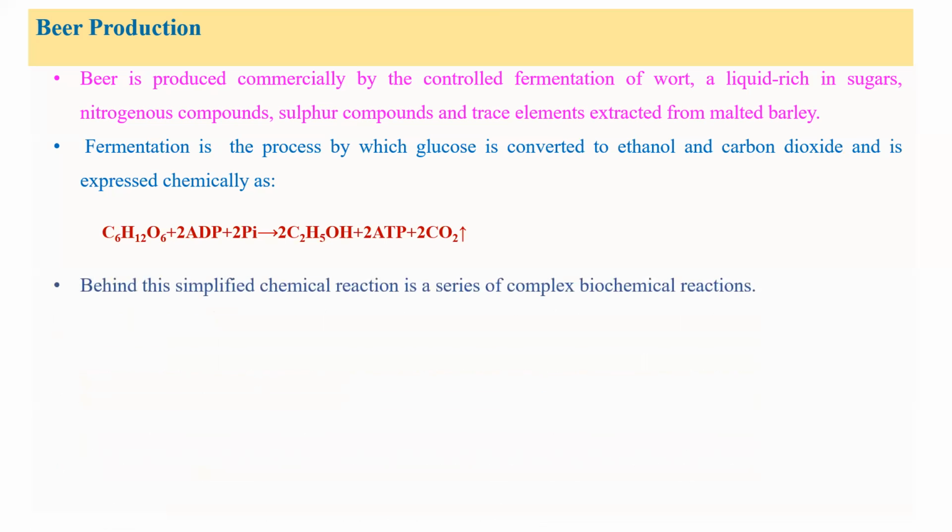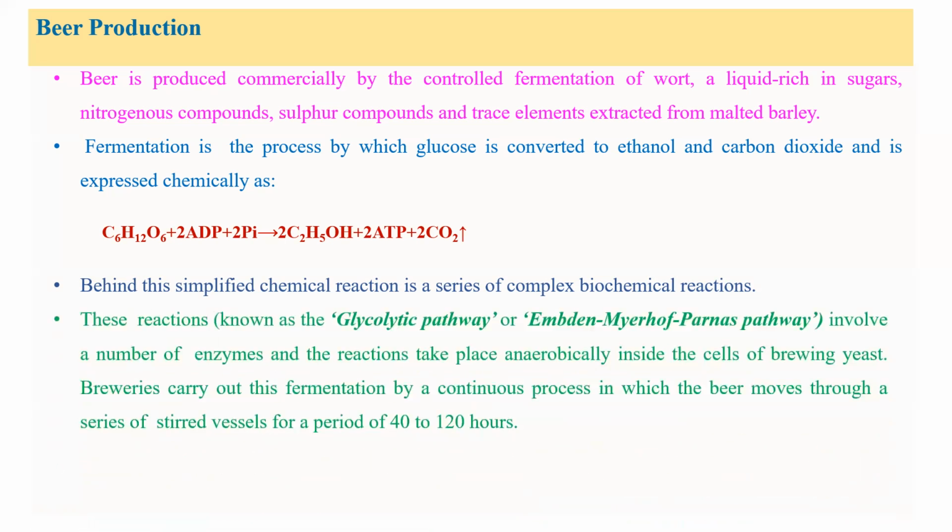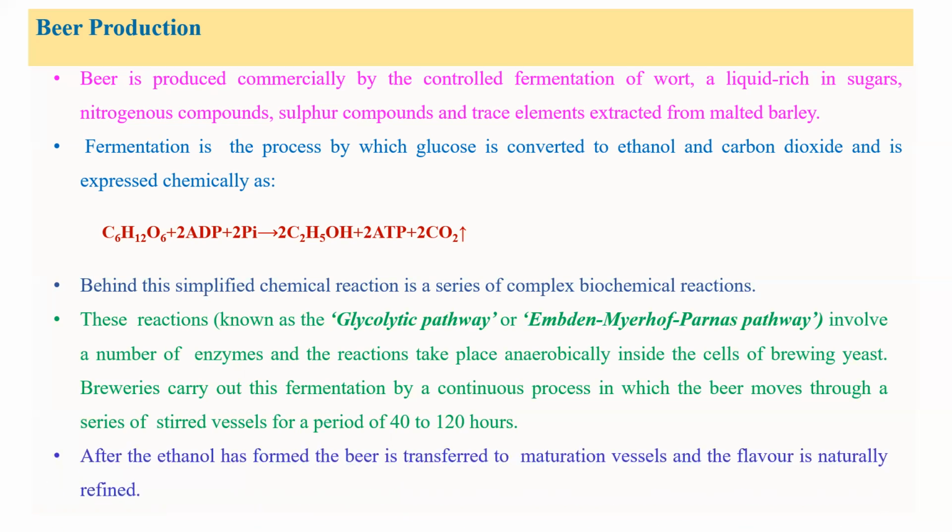Behind this simplified chemical reaction is a series of complex biochemical reactions. These reactions, known as glycolytic pathway or EMP pathway, involve a number of enzymes and the reactions take place anaerobically inside the cells of brewing yeast. Breweries carry out the fermentation by a continuous process in which the beer moves through a series of stirred vessels for a period of 40 to 120 hours. After the ethanol has formed, the beer is transferred to maturation vessel and the flavor is naturally refined.